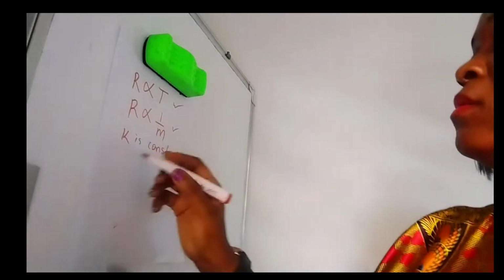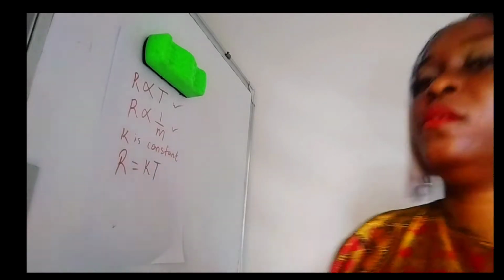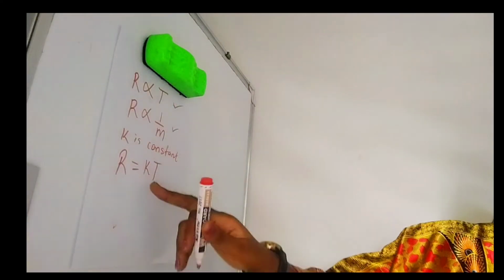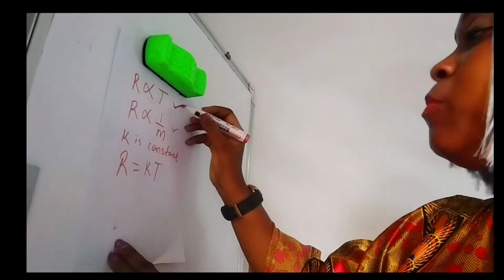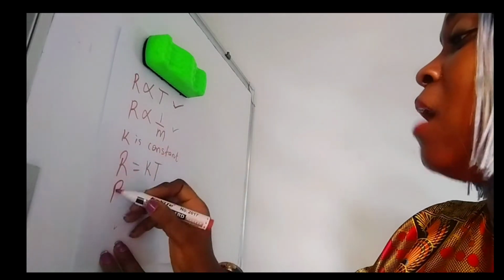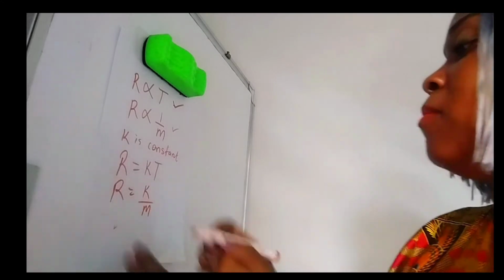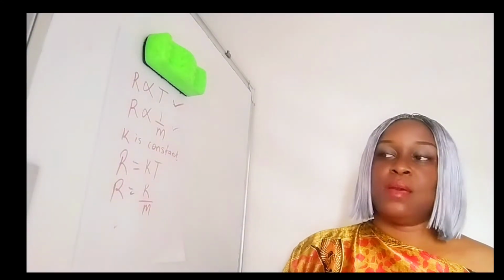How do you convert it? You write R is equal to KT. To take away this proportionality sign, you have to put the what? Constant. Then this is for the first part. Then for the second part, we say R is equal to K over M.